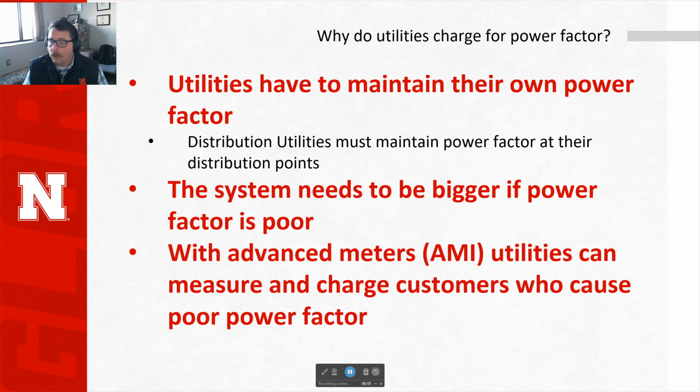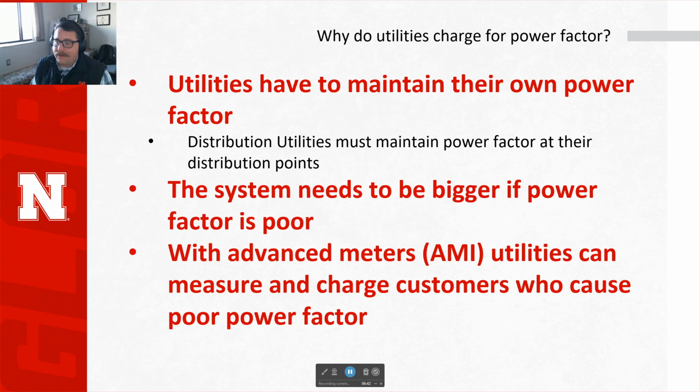Another thing is it's more effective to improve power factor at the source of the poor power factor than on their system. So they're trying to, again, have this system work more efficiently across the whole board. They don't want to have to oversize their system for the poor power factor. Also, by having better power factor, they have more capacity in the system.